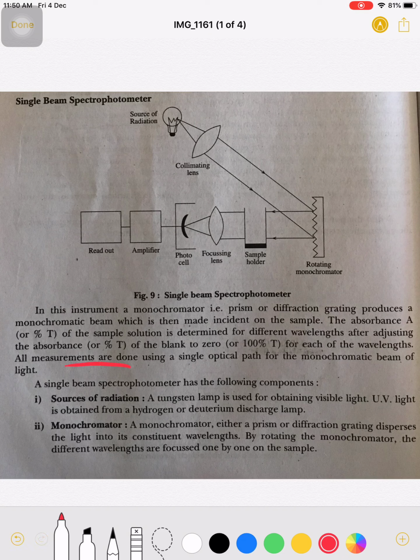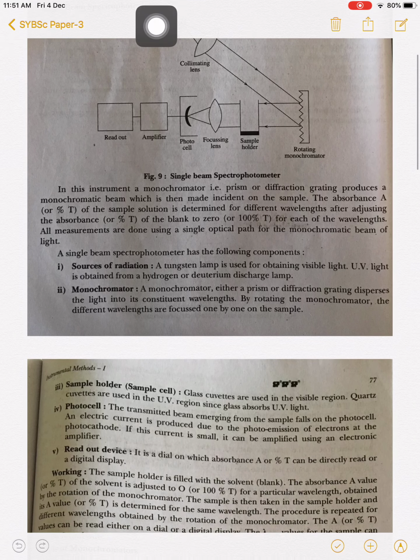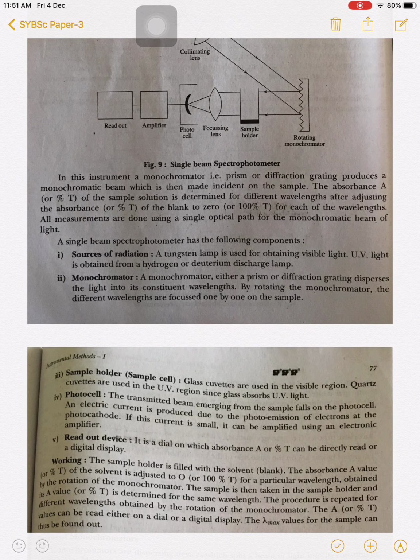So after adjusting different wavelengths of radiation, we are calculating the absorbance for the same sample. All measurements are done using a single optical path for the monochromatic beam of light. So here only a single optical path length of light is used for the measurement of absorbance or transmittance for the sample solution. Now see here, a single beam spectrophotometer has the following components. A source of radiation, monochromators, a sample holder, photocell, and readout device. So the components for this spectrophotometer are similar to the components of the colorimeter.